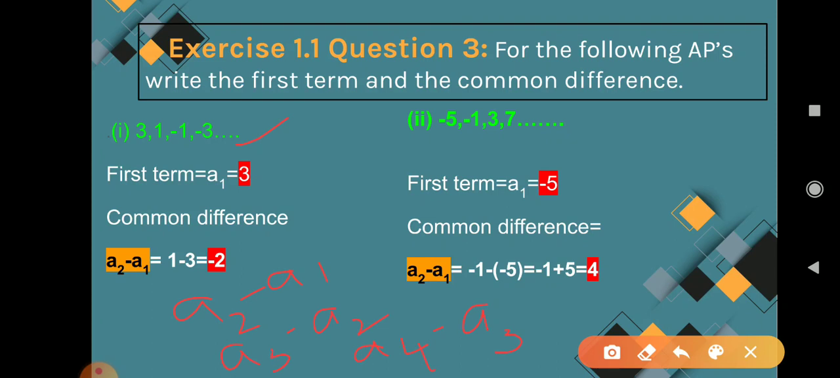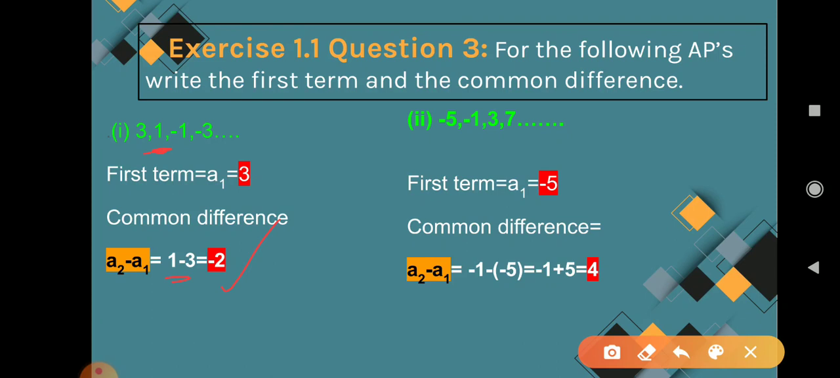So here observe, common difference A2 minus A1. Here A2 is, sorry, 1. Here A2 is 1. So 1 minus 3. 1 minus 3 is minus 2. So our common difference is minus 2.